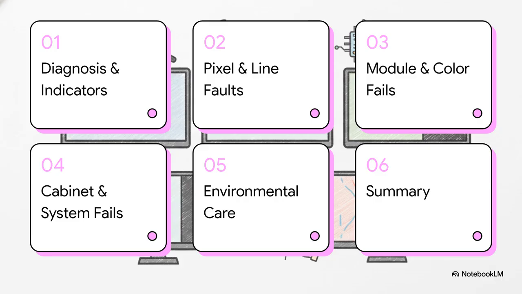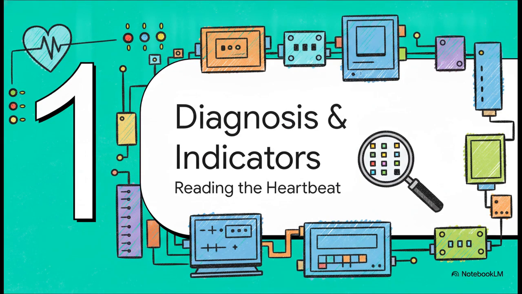Our roadmap today covers diagnosis and indicator lights, pixel and line faults, module and color failures, cabinet and system issues, environmental and preventative care, and we'll wrap it up with a summary. First up, Section 1, Diagnosis and Indicator Lights, because every single successful repair begins with reading the system's heartbeat.